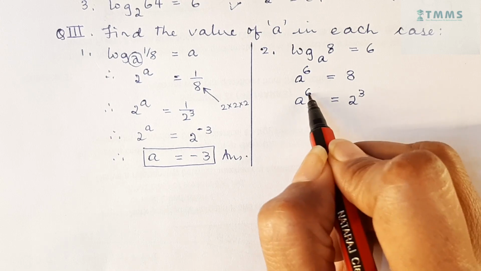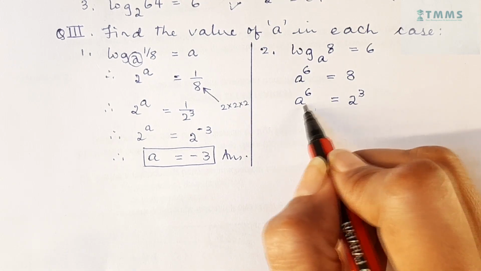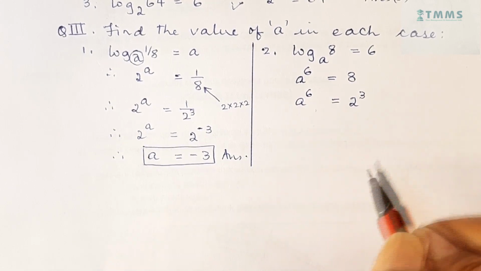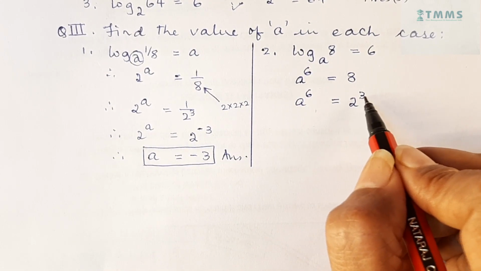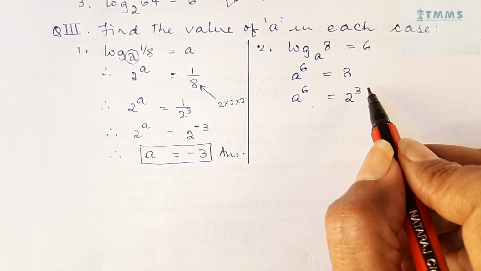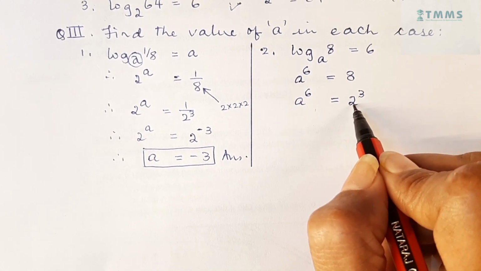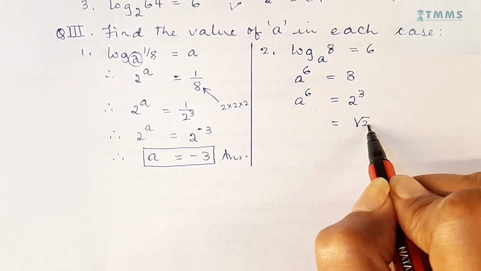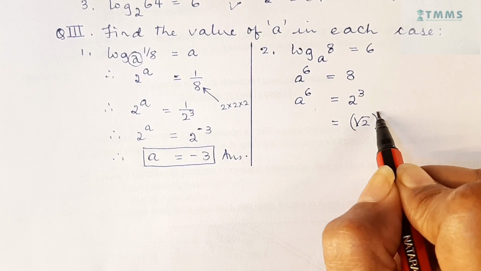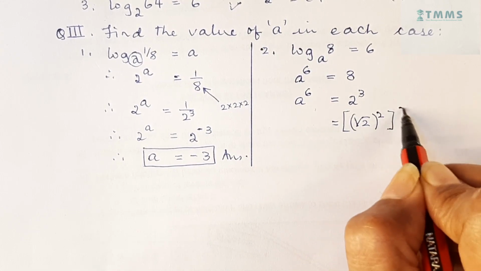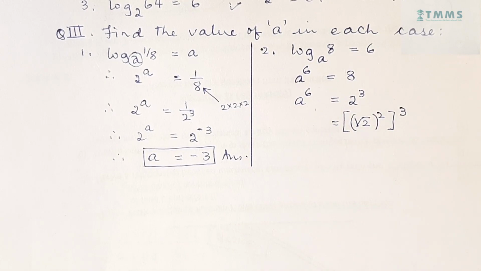But we have a to the power 6. It is a raised to 6. So we have to make this also into 6, which means we have to have something raised to the power 6, which means this 2 we will have to write as root 2 square, and that to the power 3. Okay.